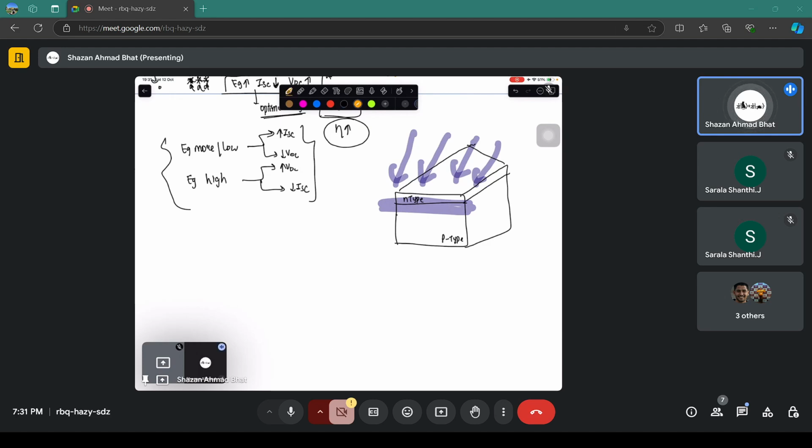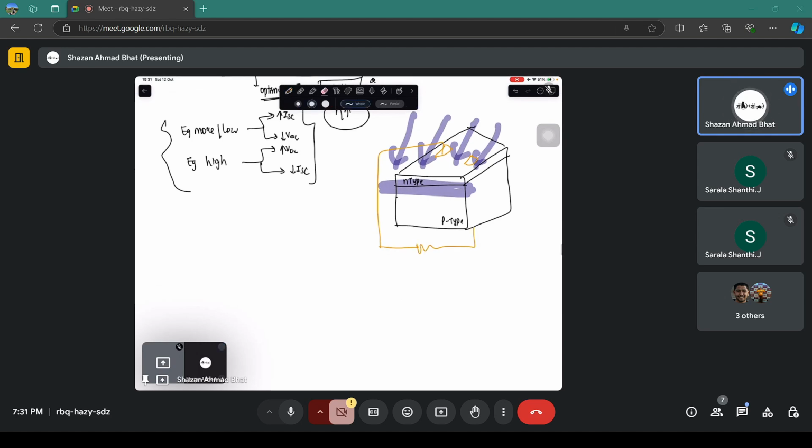Then you make something like metallic contacts also, because you have to connect it. So you have to make metallic contacts. Okay, but you have to ensure that these metal contacts do not absorb light. So most of the time these metal contacts should be at least transparent. That's why there are certain electrodes which are used in the fabrication of the solar cell, something called ITO electrodes or something like that.